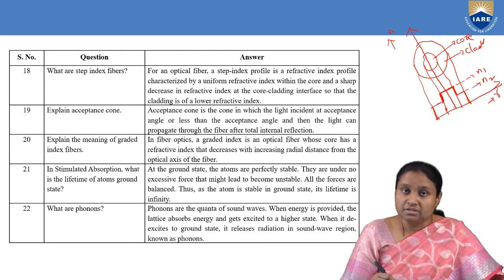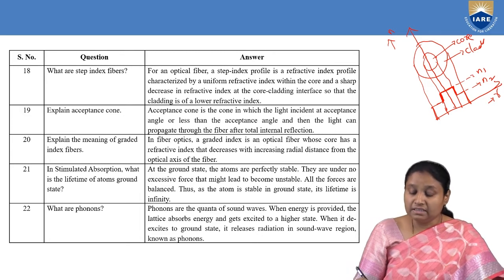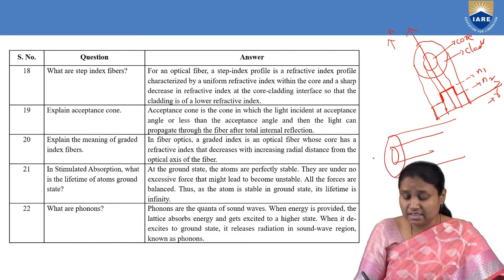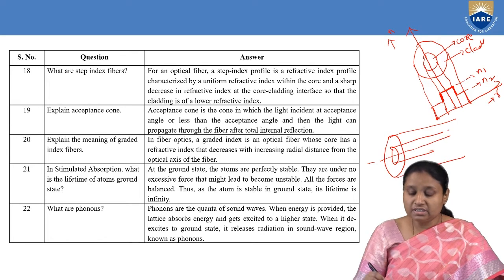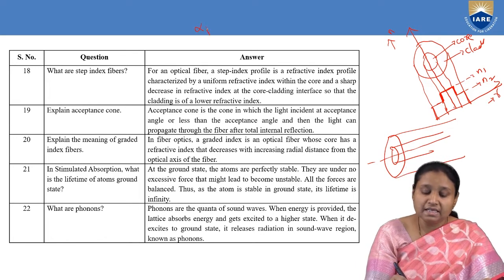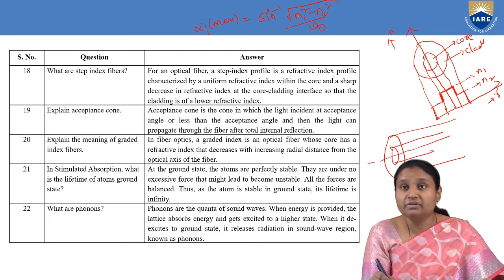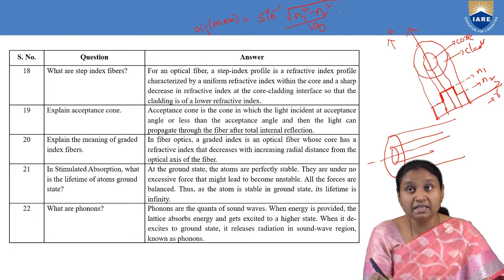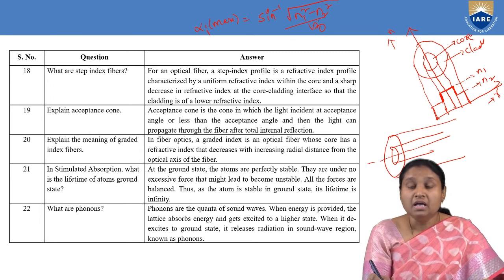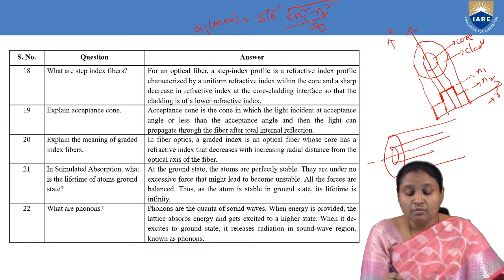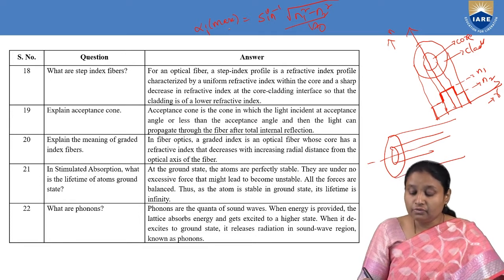And then what is the acceptance cone? Just now we have seen what the acceptance angle is. What is the formula for the acceptance angle? It is given as sine inverse of the square root of N1 square minus N2 square, divided by N0, where N1 is the refractive index of the core, N2 is the refractive index of the cladding, and N0 is the refractive index of the launch medium. Once we find this acceptance angle, we rotate it about the fiber axis.